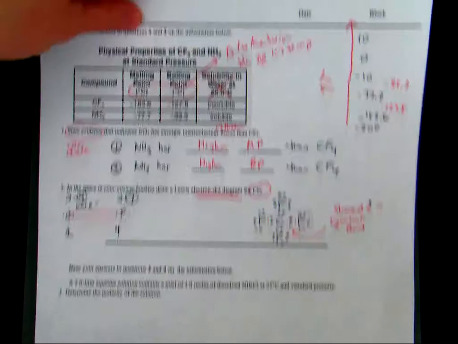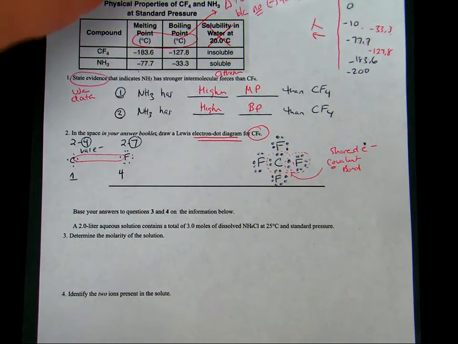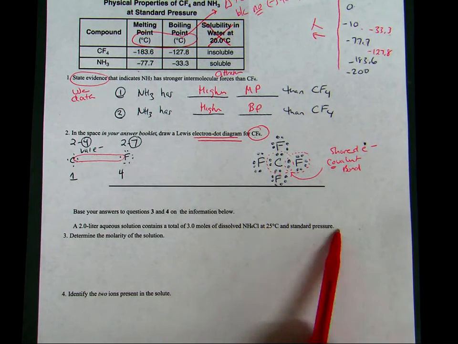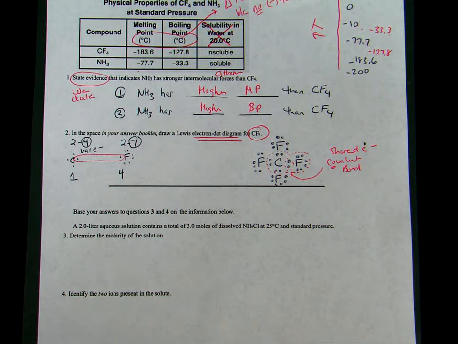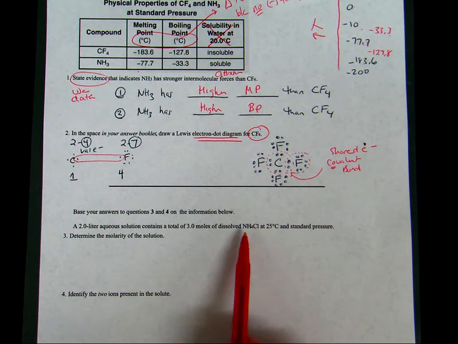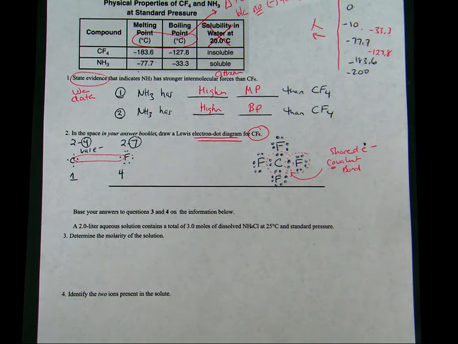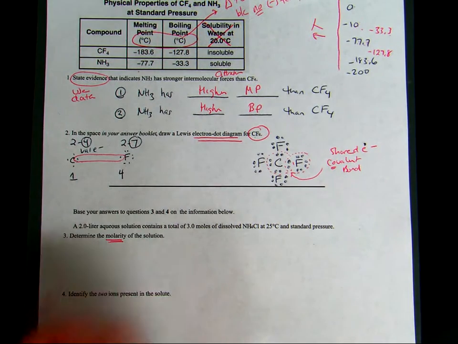Okay, question number 3. So question 3 and 4, we have to utilize information given to us in this sentence. A 2.0 liter aqueous solution contains a total of 3.0 moles of dissolved NH4Cl at 25 degrees Celsius and standard pressure. So here we go. It says determine the molarity.